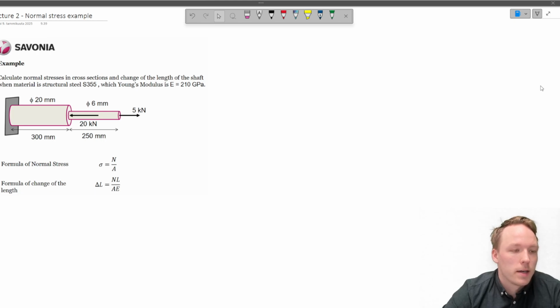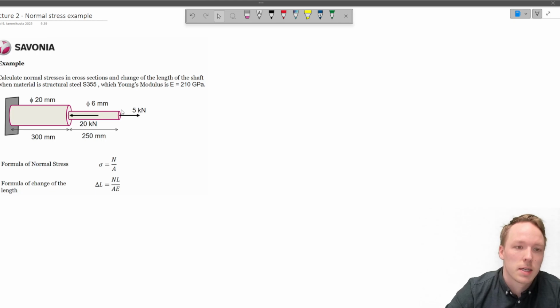We have a task: calculate normal stresses in cross sections and the change of the length of the shaft. The material is the structural steel S355, whose Young's modulus is 210 gigapascals.